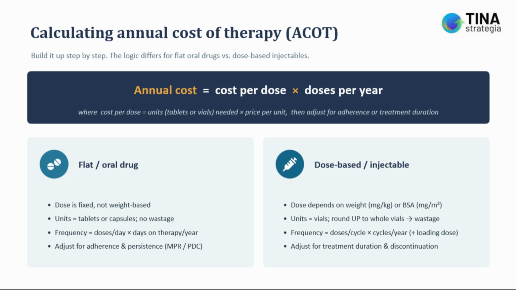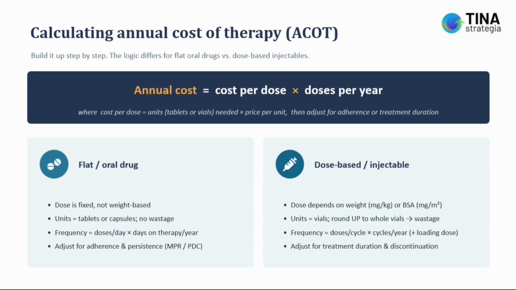On the right, the dose-based injectable. Think of an infusion given in a clinic, common in oncology. Here the dose depends on the patient's body size, either their weight, written as milligram per kilogram, or their body surface area, abbreviated BSA and measured in square meters, a standard way of sizing chemotherapy doses. The units are vials, and here's a crucial wrinkle. You almost always have to round up to whole vials, because you can't buy half a vial.